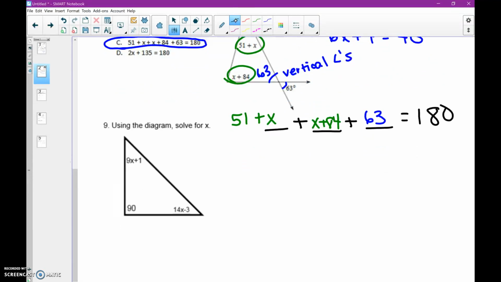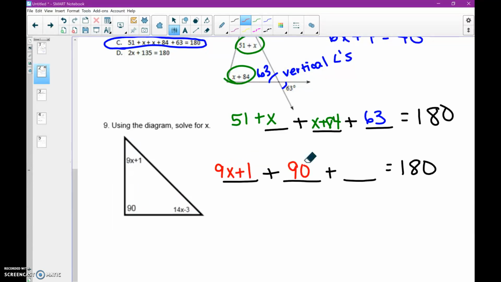Number 9, finally, we're actually going to be solving the equation. We're going to get what x is by itself. So I have blank plus blank plus blank equals 180. And I've got my 3 angles already written for me. So I have 9x plus 1 plus 90 plus 14x minus 3. So this is going to be a little bit more algebra we have to deal with, but nothing beyond our capabilities.